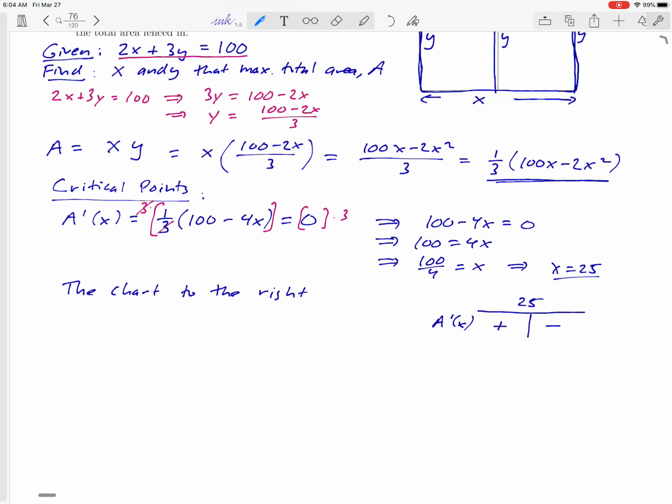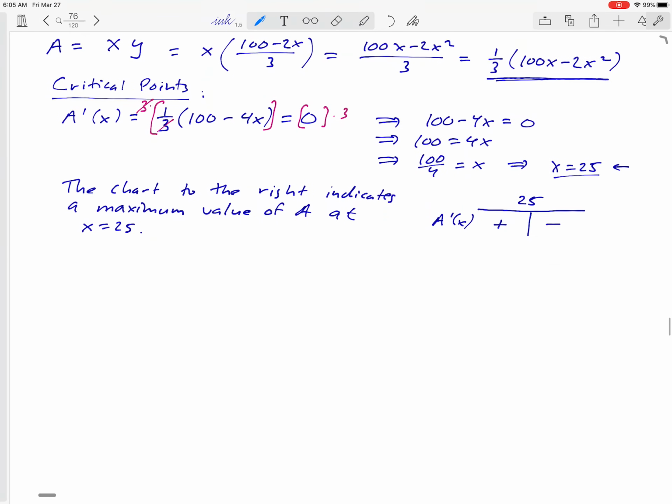Okay, so we'll just make a remark here. The chart to the right indicates a maximum value of A at x equals 25. Okay, so we know then that this 25 that we calculated above, that's the number that we want. Okay, so we're ready to state our answers here.